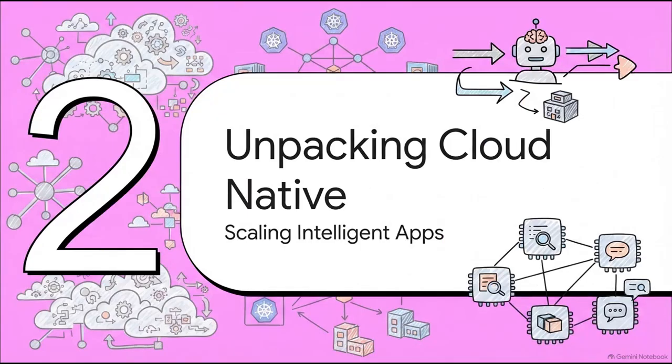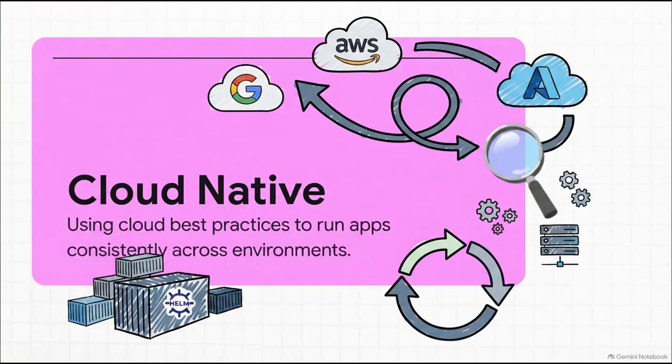Moving right along to section 2, unpacking cloud native. There is a massive, massive distinction between simply hosting an app on a cloud server versus engineering it to be truly cloud native. When you just host an app, you're usually chained to the specific infrastructure of that one provider. But when you build cloud native using tools like containerization and Kubernetes, you're abstracting the application away from the underlying hardware. This is a game changer because it empowers you to avoid vendor lock-in entirely.